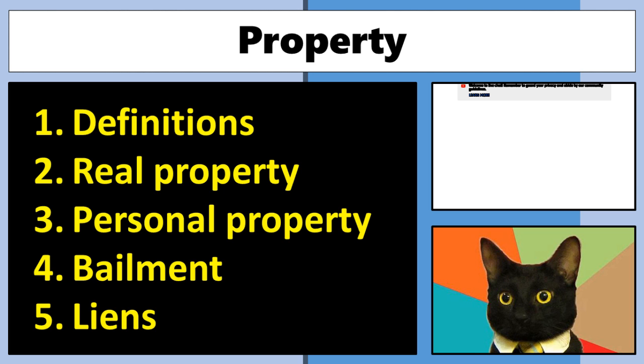So I'm going to go through definitions. We're going to talk about real property. Real property, by the way, is land. If you hear that term, it's a technical legal term. It just means land and things that are attached to land: buildings and fixtures. All right. Personal property is things that aren't attached to land.